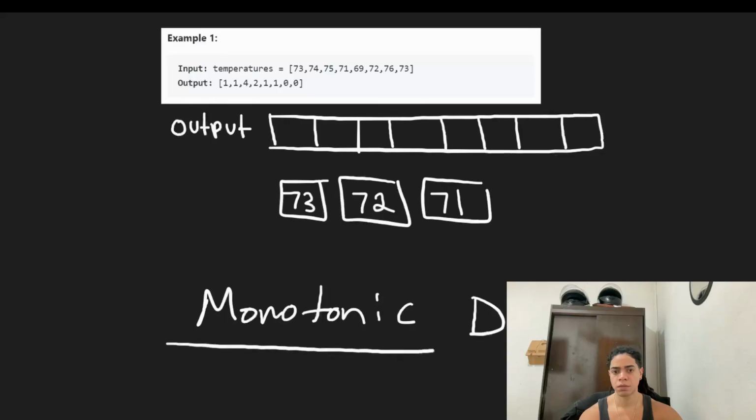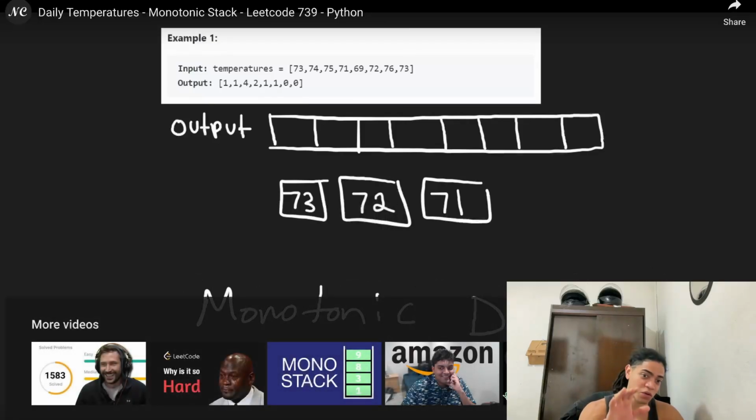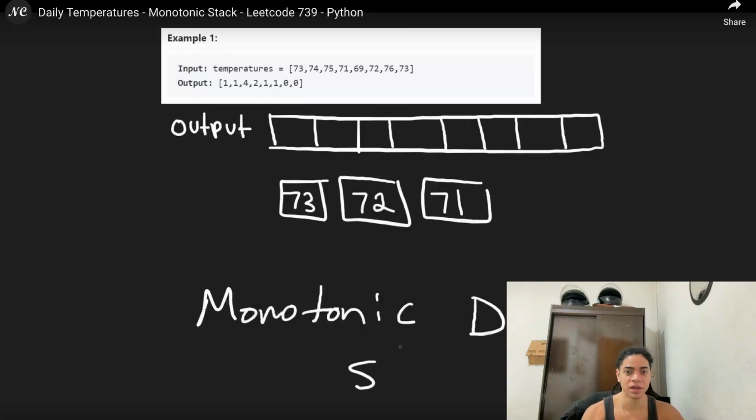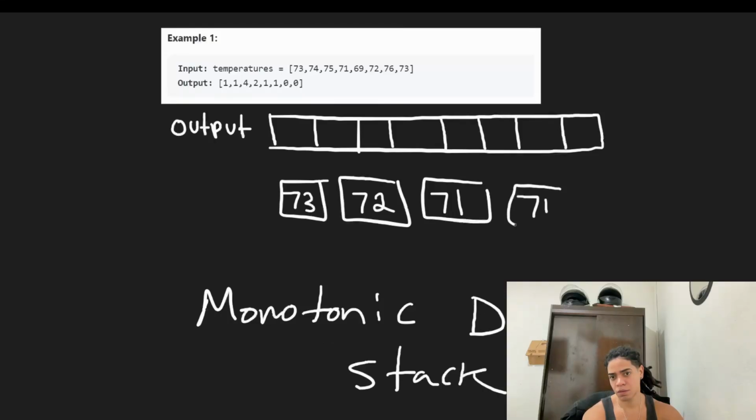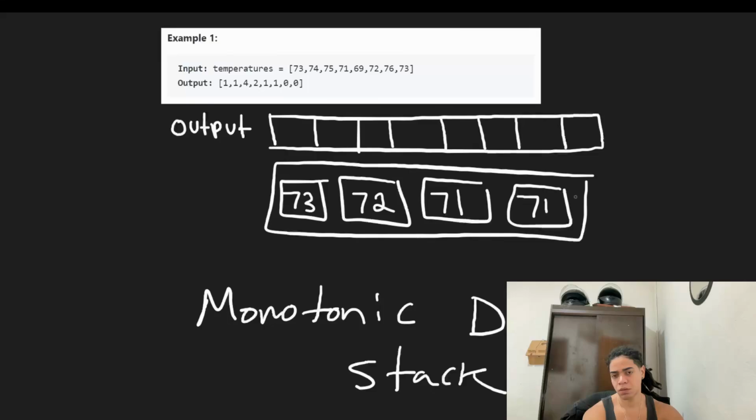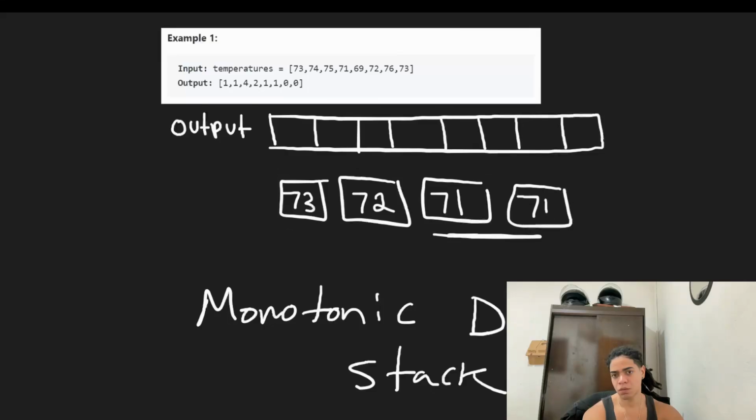This is a type of stack problem that I have solved on this channel a couple times, but this is a more beginner-friendly monotonic stack problem. What this means is that our stack is going to be in decreasing order. That's what monotonic means. It's always in decreasing order. Now, technically, what happens if we got another 71 over here, right? Well, in that case, 71 is not greater than this, so all 4 of these would be on our stack currently. So it's technically not strictly monotonic decreasing order. It could be equal as well. If 2 values are equal, they're also going to go on the stack.